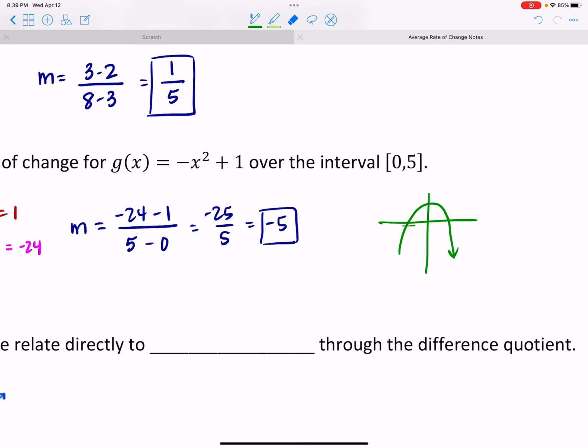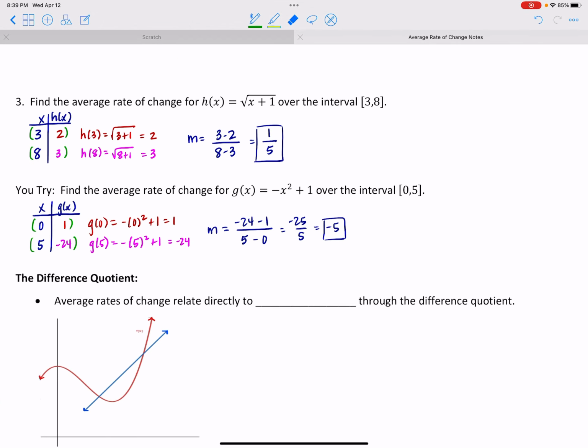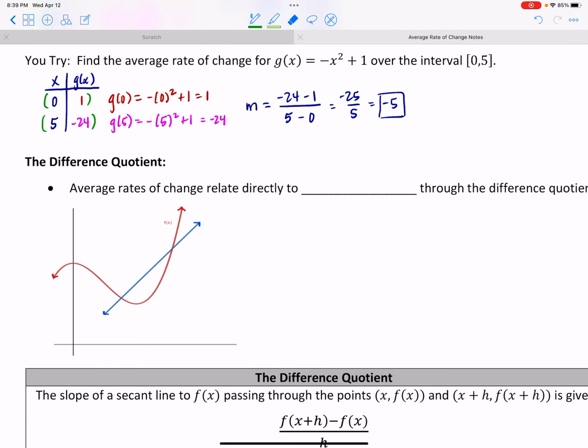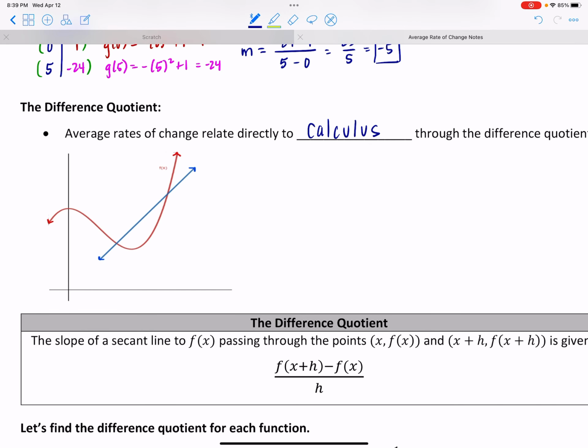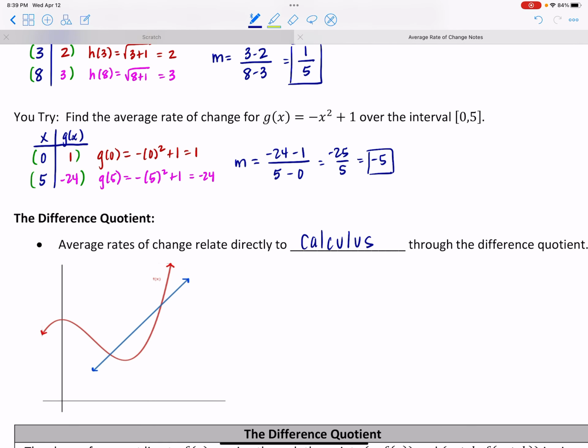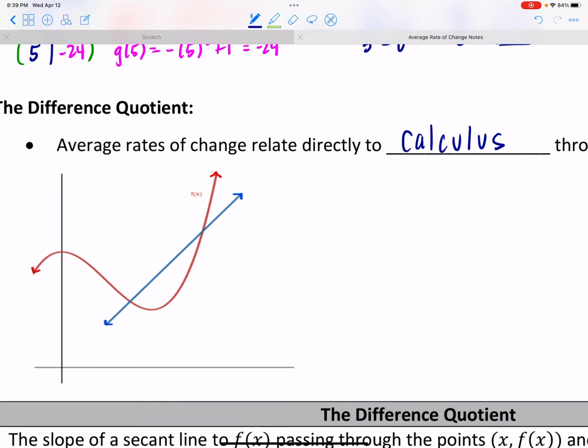Okay, so that's finding an average rate of change. And the reason we want to do this is, again, because this is going to help us tremendously when we go to calculus. So average rates of change relate directly to calculus through something called the difference quotient, which is the whole goal: get ourselves ready for calculus. Now the difference quotient, and you can kind of see a preview in the box below, is really just different notation for slope. And let me show you with the same picture we looked at earlier.